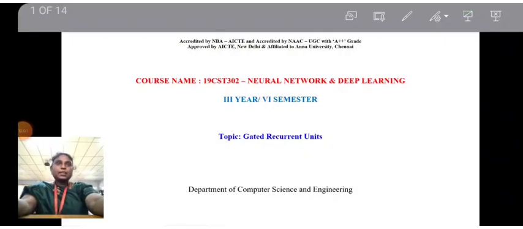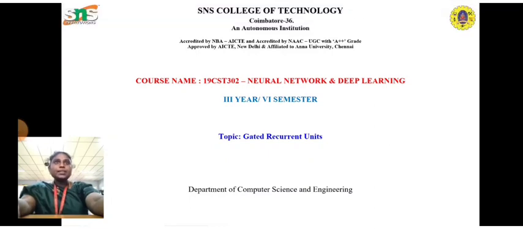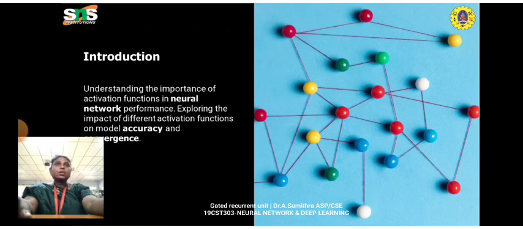I'm Dr. Sumitra. I'm here to present to you about a gated recurrent unit in a neural network. A gated recurrent neural network is a type of recurrent neural network architecture which is designed to model sequential data effectively while mitigating some of the issues associated with the traditional recurrent neural network, like vanishing gradient.